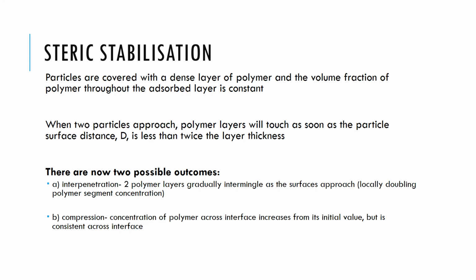If you cover the particle with a dense layer of polymer, then you are providing a barrier to aggregation. So imagine you've got a particle and you coat it with a polymer layer, and they become close enough to allow those polymer layers to touch.